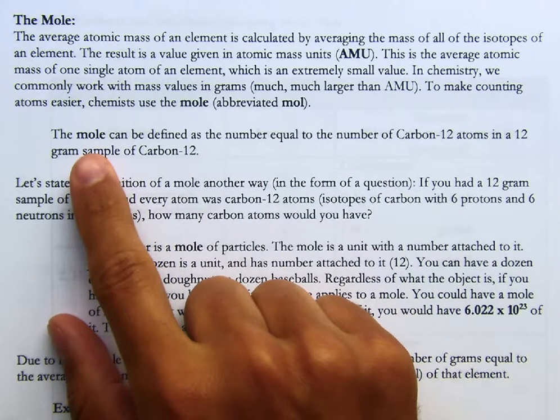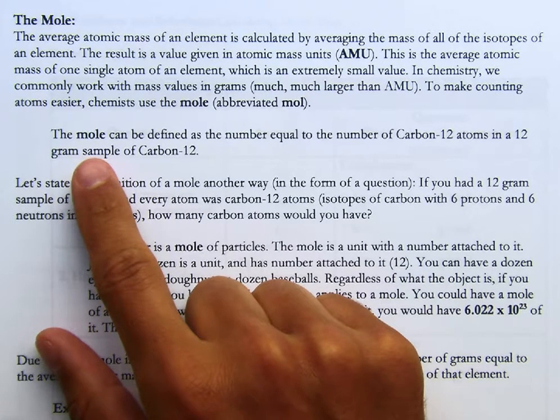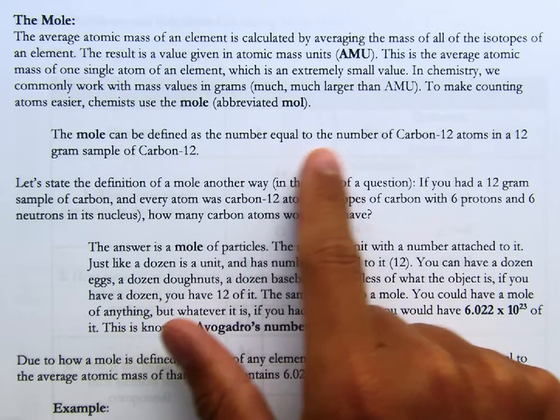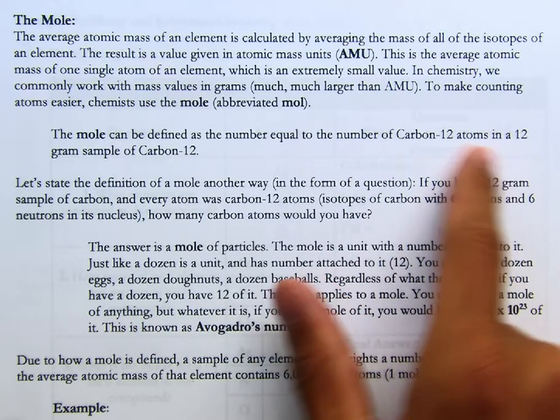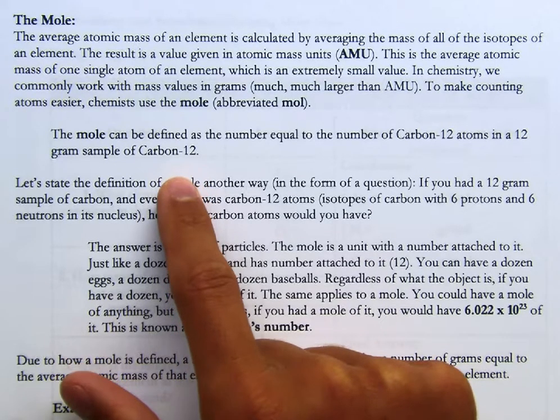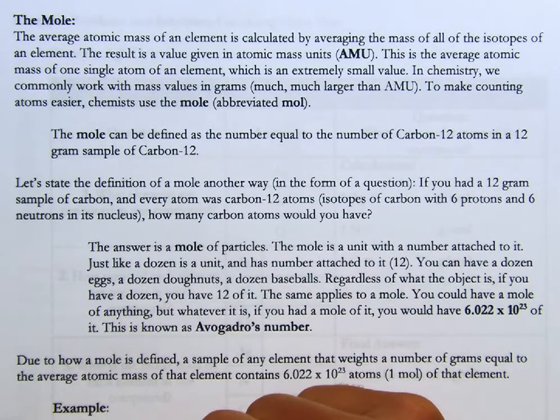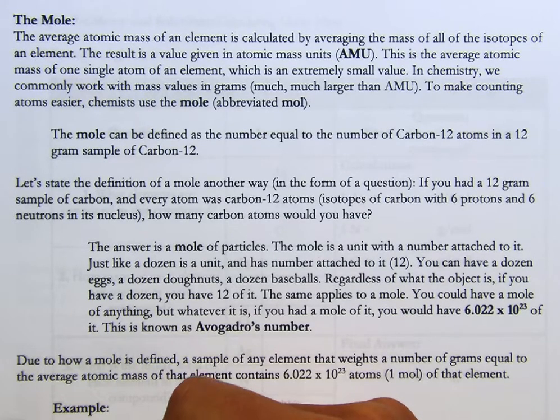Now, this is the definition of a mole, and when you read this, if you scratch your head, I understand. It says the mole can be defined as the number equal to the number of carbon-12 atoms in a 12-gram sample of carbon-12. And if you read that and think, hold on a second, Mr. Rosen, I think you had a typo there. You said the number 12 like 3 times in 6 words. But no, that's what it is. And I think a better way to conceptualize this is to state the definition in the form of a question.